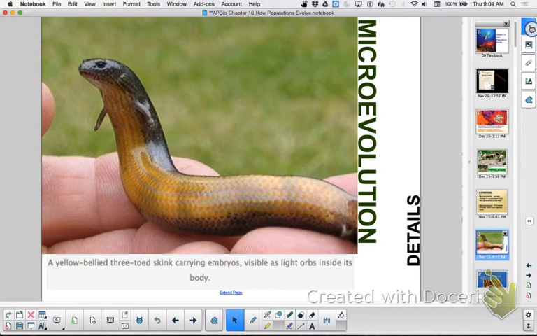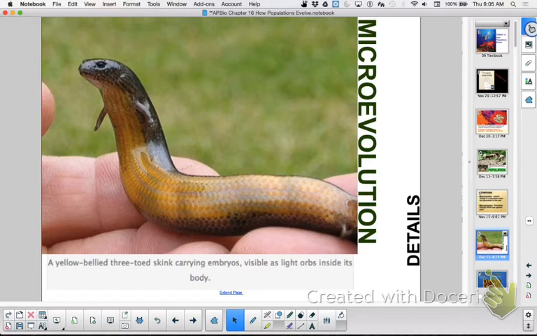So right now, this is microevolution because they will still mate with those that don't carry their embryos inside. But if over time, the embryo-carrying ones only mate with other embryo-carrying ones, then we are isolating the population due to that specific trait.